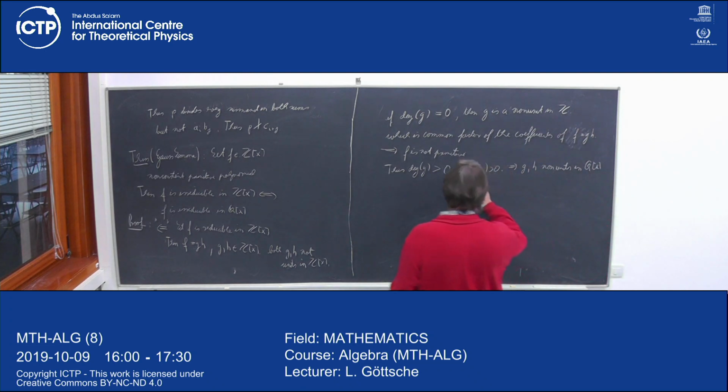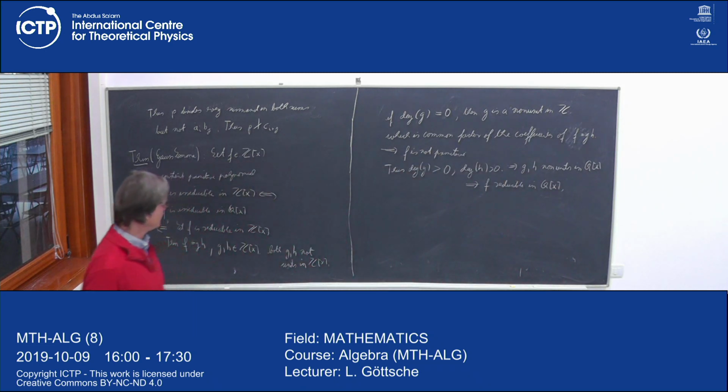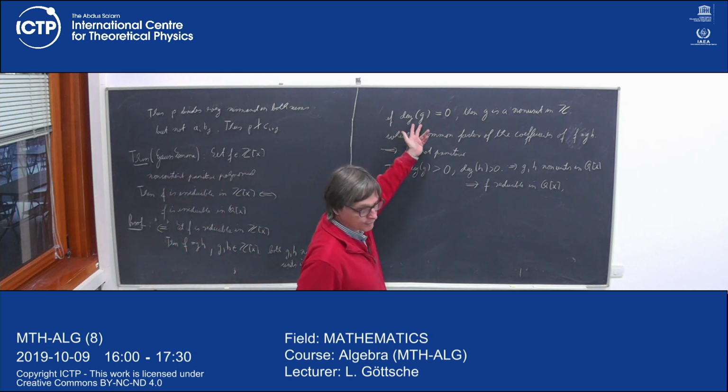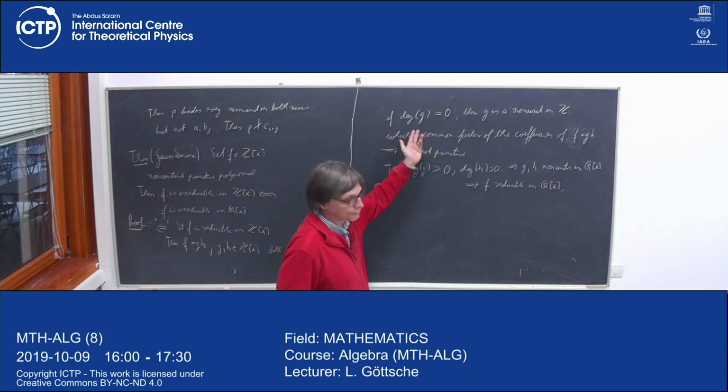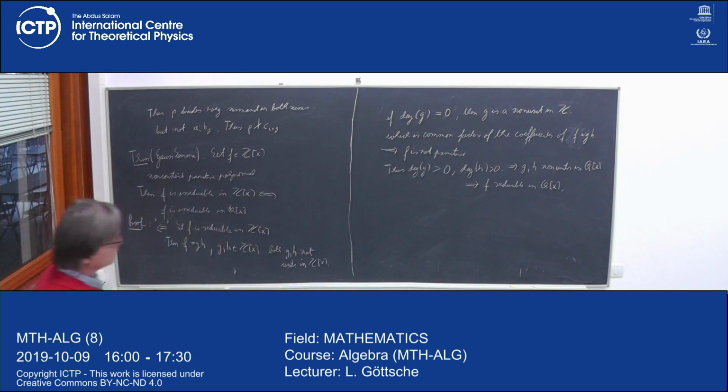And so F is reducible in Q. So this is kind of easy. We needed this primitive in order to exclude these idiotic things, where this constant polynomial is a common factor of all the coefficients, but otherwise there's nothing there.